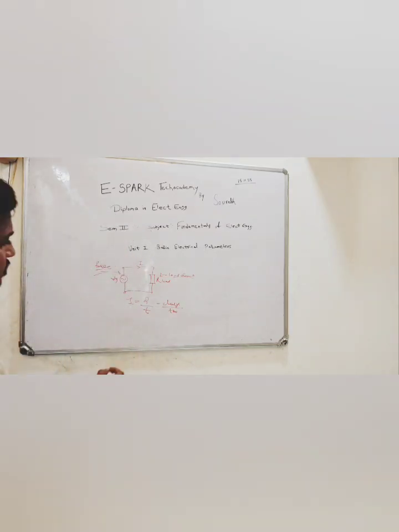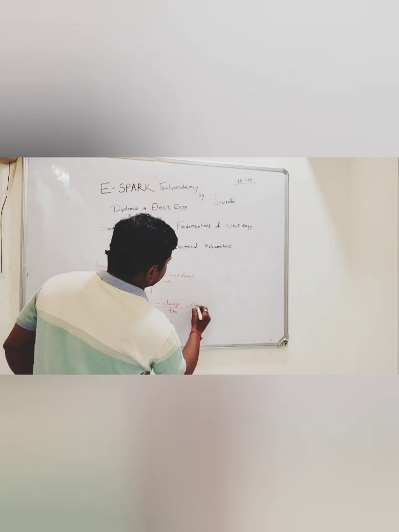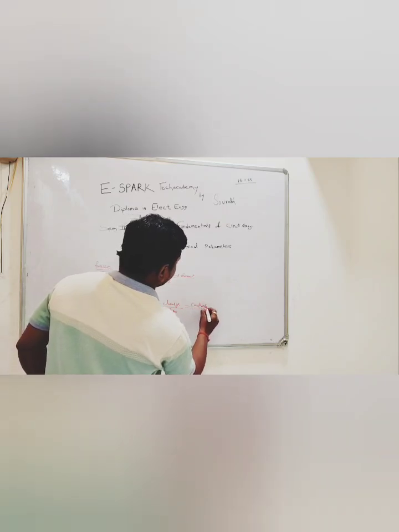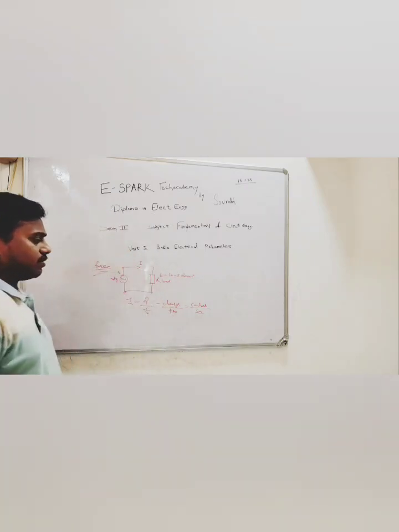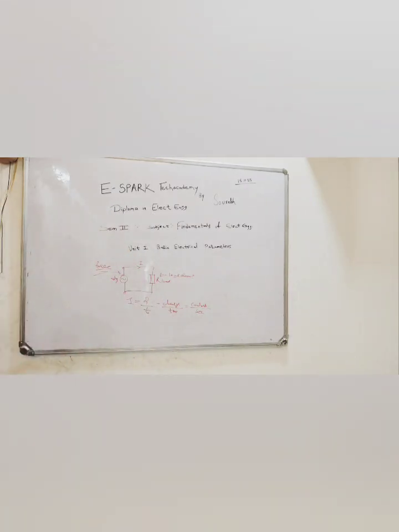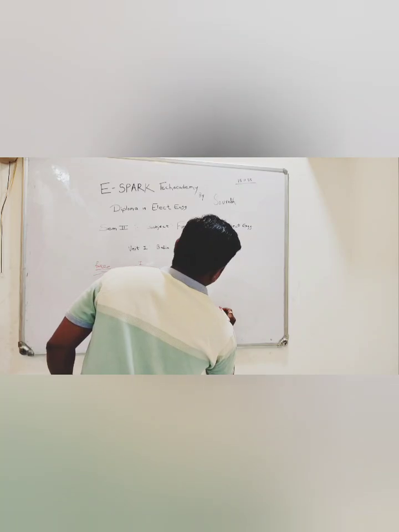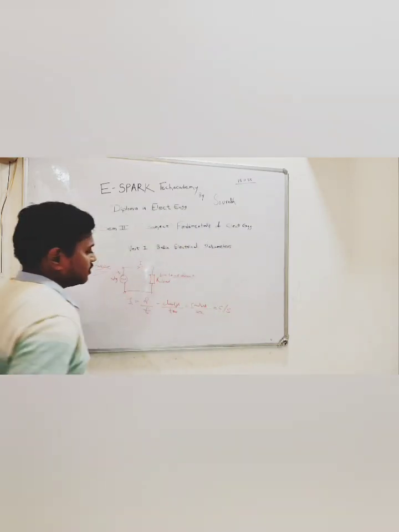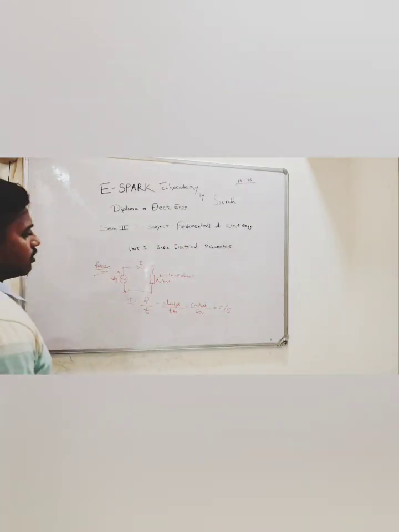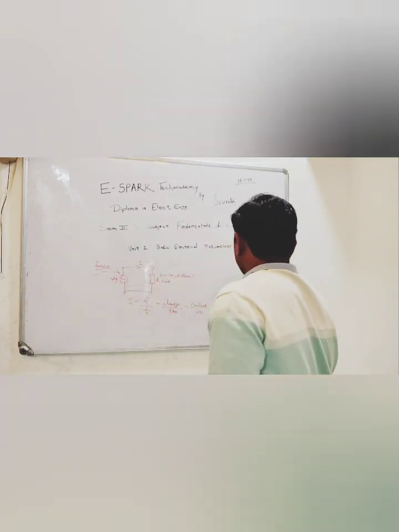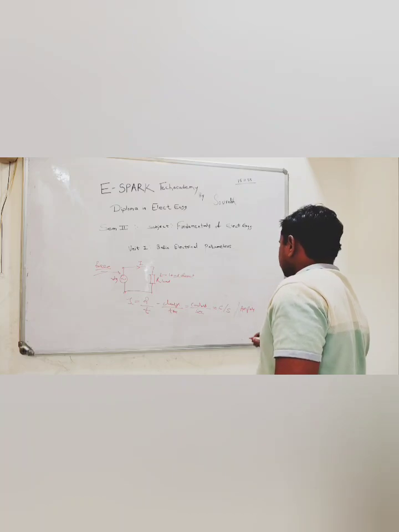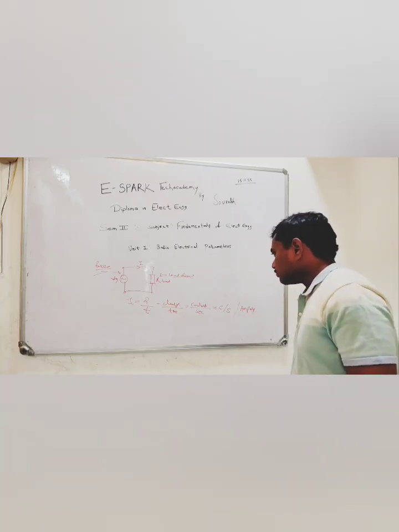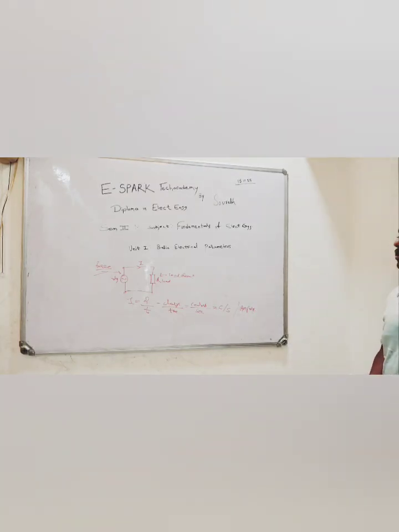Charge per unit time. Charge is nothing but a coulomb. The unit of charge is coulomb, and the unit of time is seconds, minutes or hours. You can say coulomb per second. Coulomb per second is the unit of current, or you can say ampere. Ampere is its symbol, the unit of current.